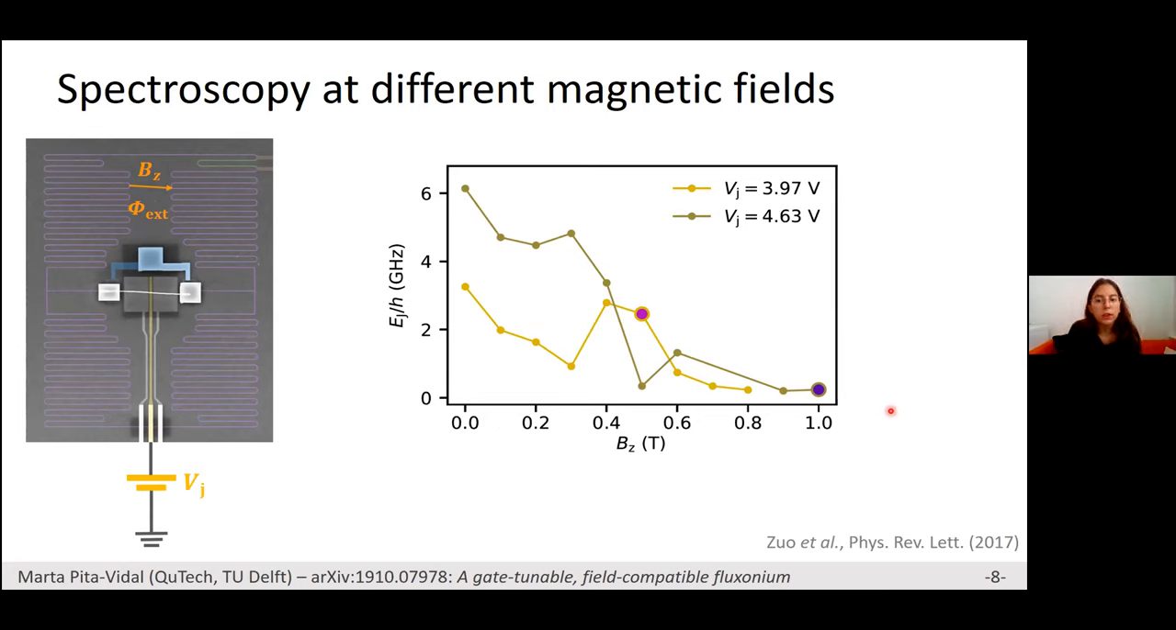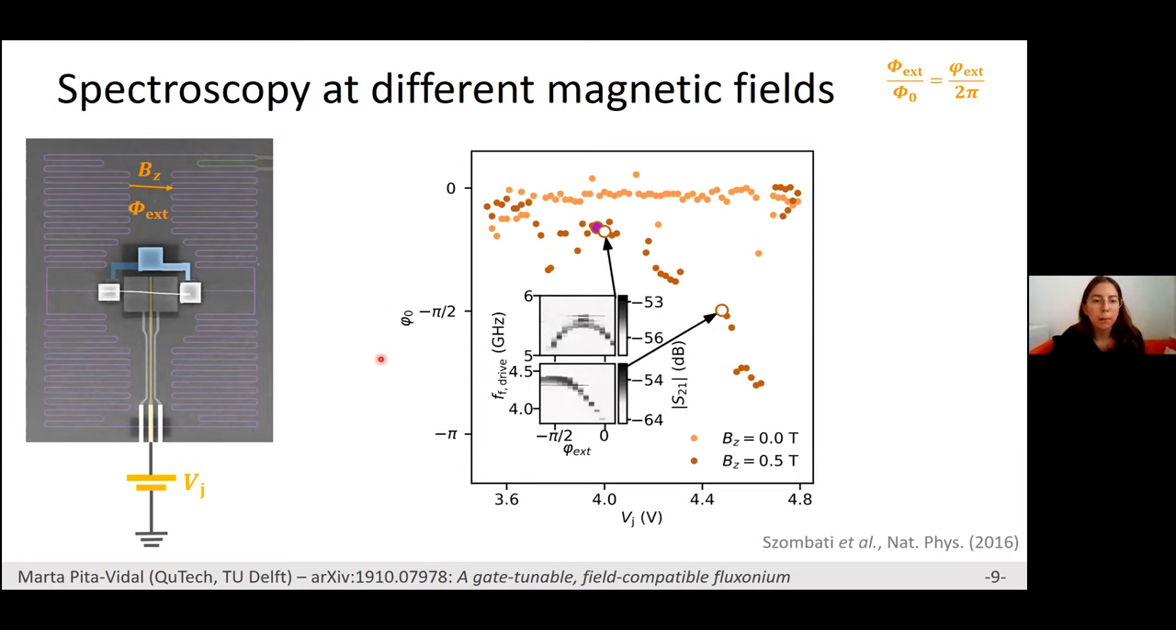And this overall decrease is due to the superconducting gap of aluminum closing with field. However, we also observe that for most gate voltages, it does it in a non-monotonic way, which has been observed before in similar nanowires and is thought to be due to the quantum interference of different channels in nanowire junctions with spin-orbit coupling and under a magnetic field.